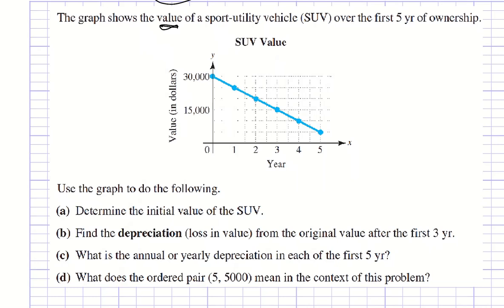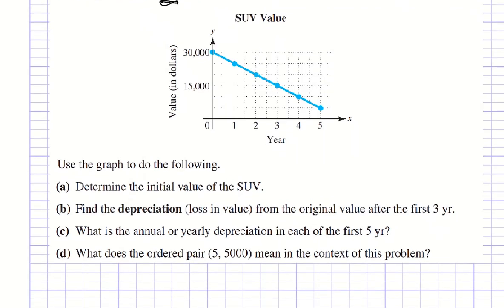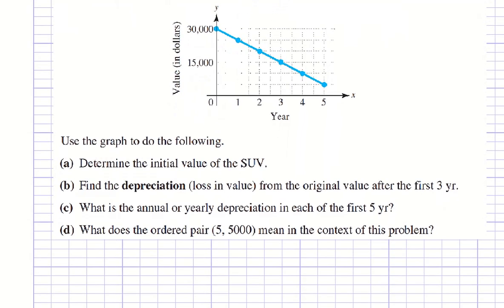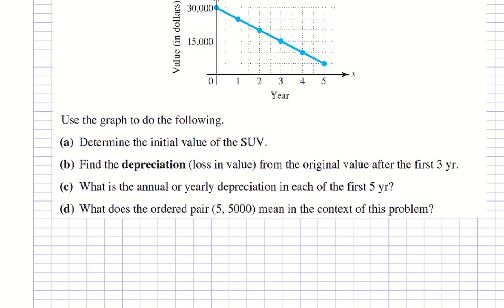Determine the initial value of the SUV. Find the depreciation loss in value from the original value after the first 3 years. What is the annual or yearly depreciation in each of the first 5 years? What does the ordered pair 5,000 mean in the context of this problem?